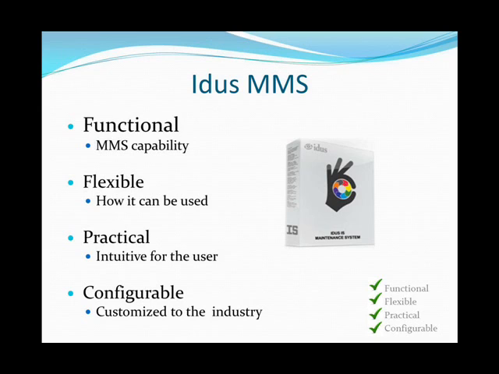Everything's in front of the user. The graphical interface brings people where they need to be. The materials, the parts, the object information, it's all on the same screen. And the configuration component is very customizable to the industry, because the way it was developed allows any user, or a predefined user, to go in and customize the fields to make it usable for that specific industry. So it's functional, flexible, practical, and configurable.